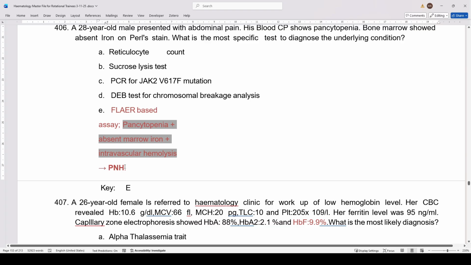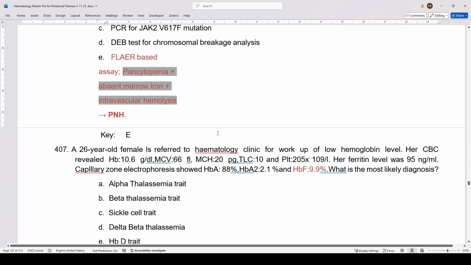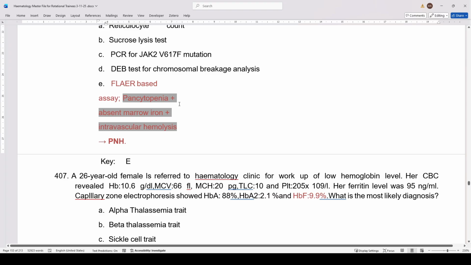In PNH, you will see a triad of pancytopenia, absent bone marrow iron, and intravascular hemolysis. We will also see thrombosis at unusual sites. So the option here is E.